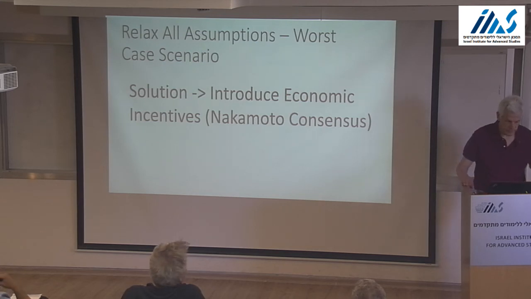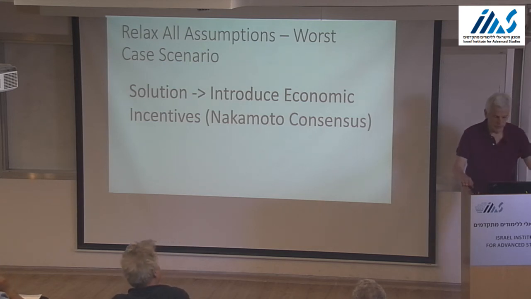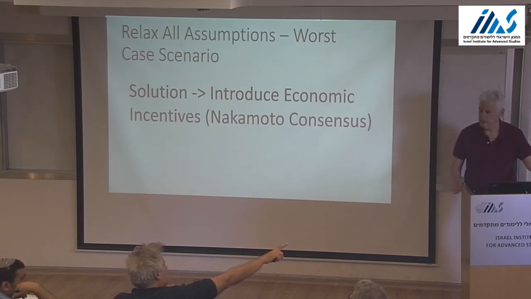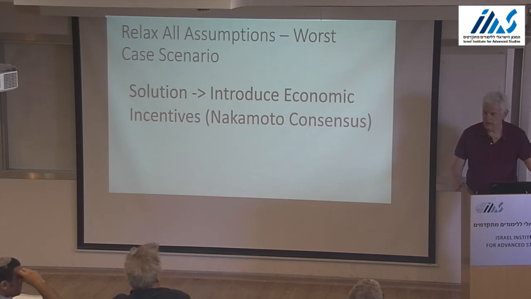So, what did Nakamoto do? He ignored this history, essentially, of thinking about consensus. So let's introduce economic consensus. 5 minutes and I'm done. You can have lunch. He ignored that history. At least it seems that way. He introduced incentives.